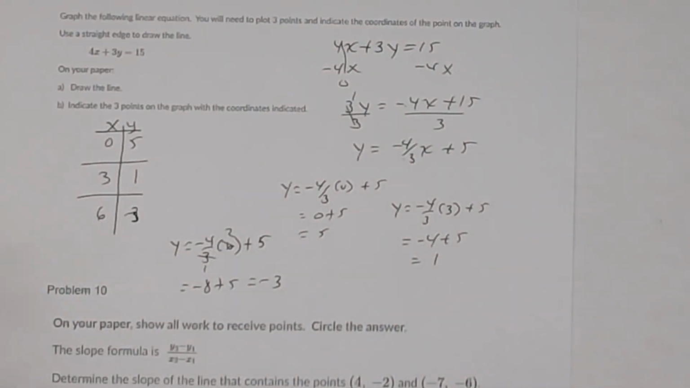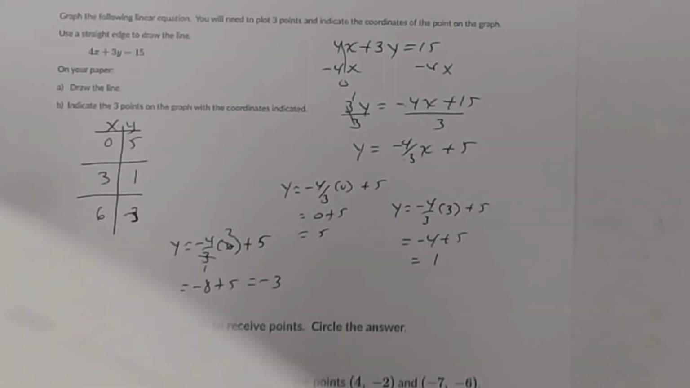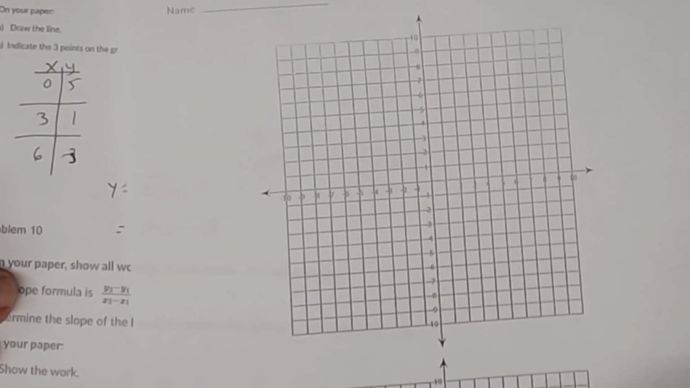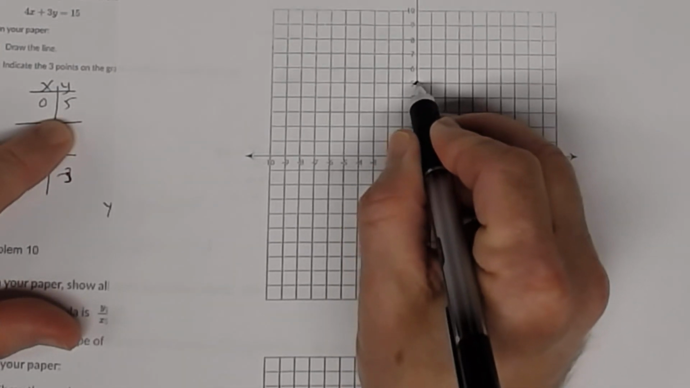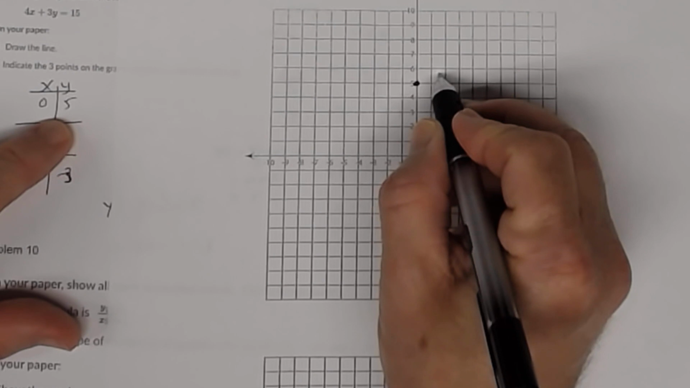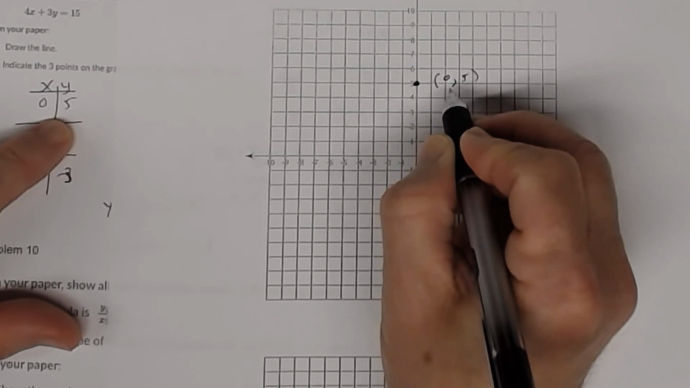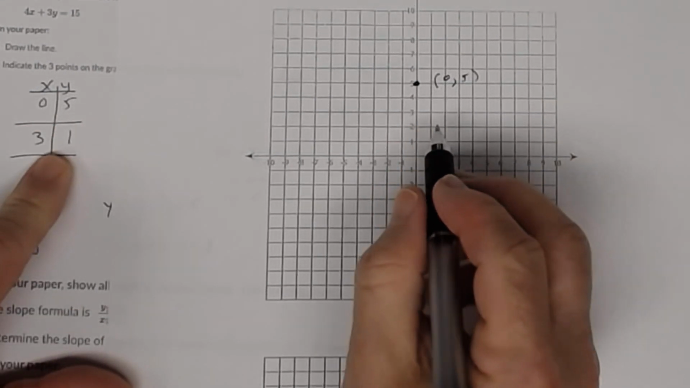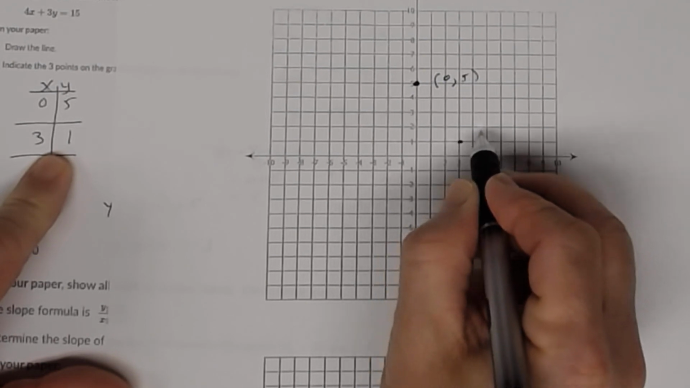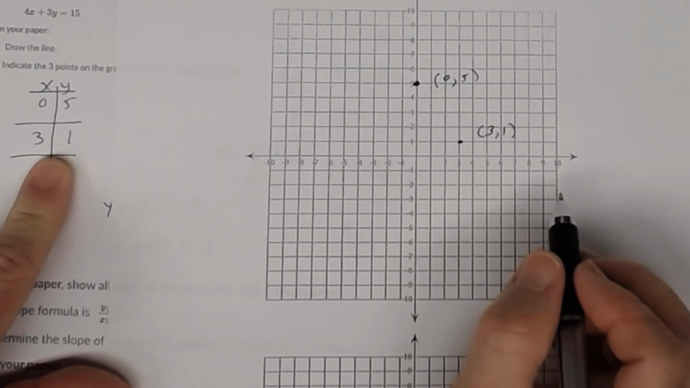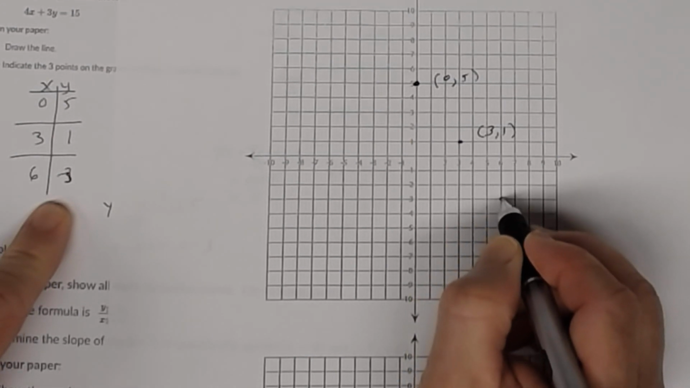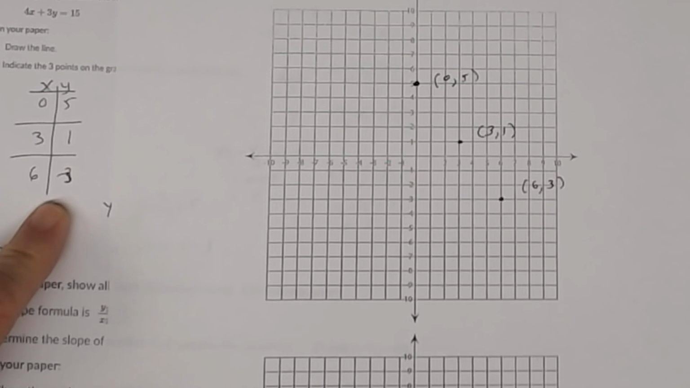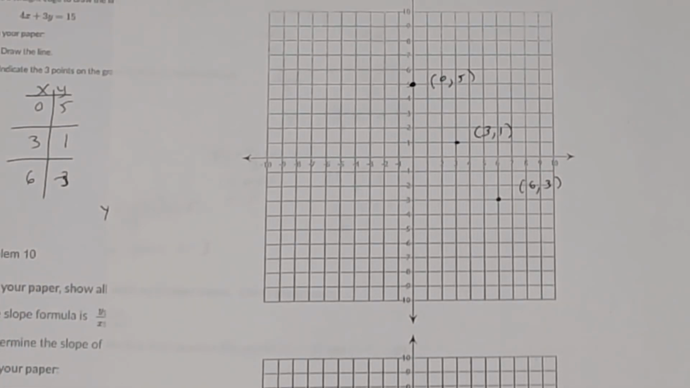Now you had to graph this, so on your graph paper, we have the point 0, 5. So 0, 5 is here. Now it said indicate the coordinates, so you had to say 0, 5. Then the other one is 3, 1. So 3, 1 is here. You had to indicate the coordinates. You had to label that. And then 6, negative 3 is here. All right, and then you draw your line, and that is your graph.